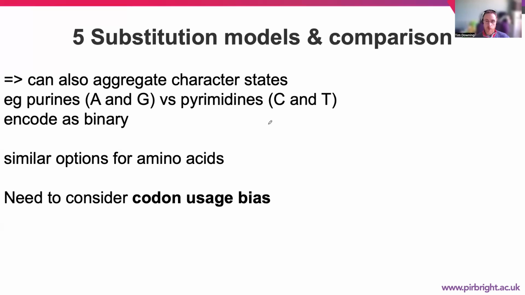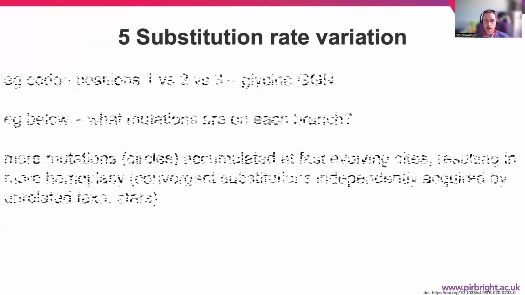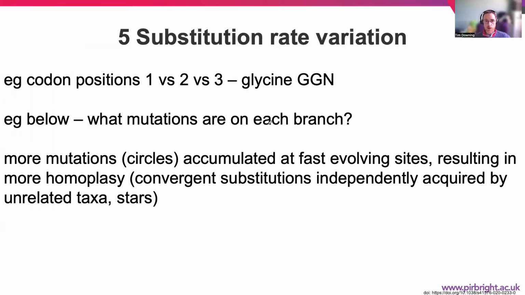An example of how that might be important is, say, for glycine, where it's GGN. So the third position can be any nucleotide: GGA, GGC, GGT, GGU, GGG.